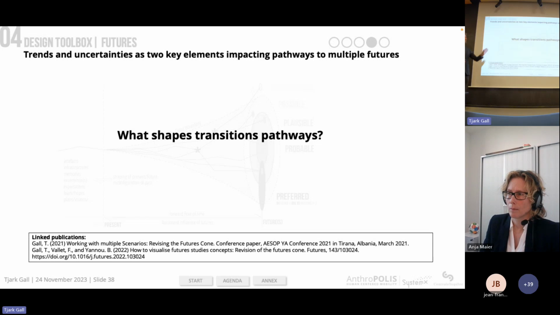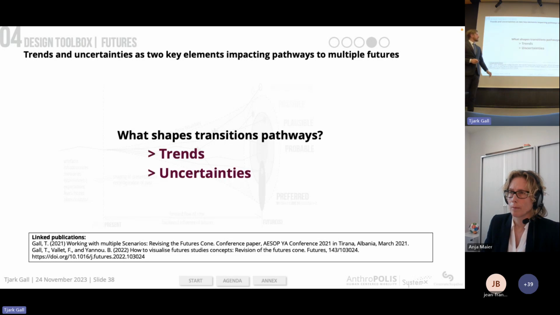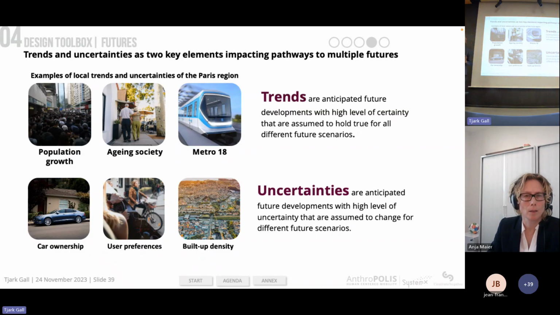The question is then, if we want to understand how we get to a certain scenario or to a set of scenarios, what happens in between today and the future? Now I come back to trends and uncertainties, which I briefly introduced earlier. Here shown for the case of Paris. So trends are anticipated future developments. We are very certain that they will happen. Population growth is still ongoing in many places of the world. Aging society, at least here, is the case. The Metro 18, for the people who know the Paris case a bit, it's very likely that it will be there. It's nearly done. So whatever we do, whatever we think about in 2030, we can assume that this will be the case. On the other side, there are a lot of uncertainties where we don't know what happens. And critical uncertainties in particular are those which have a very high anticipated impact.